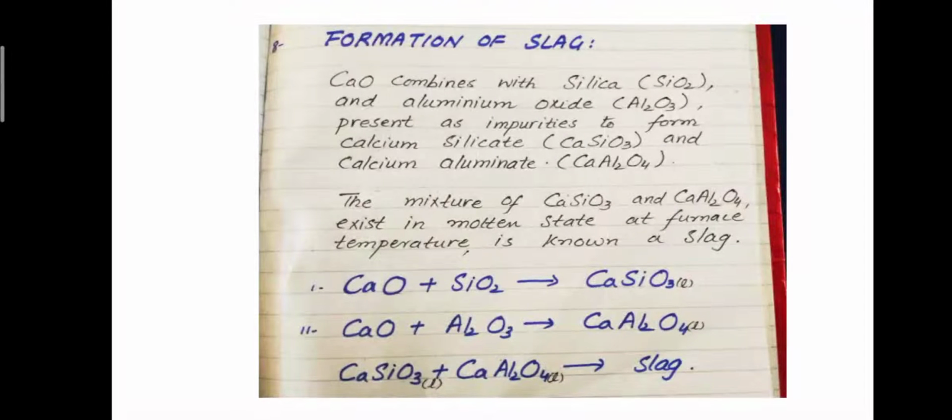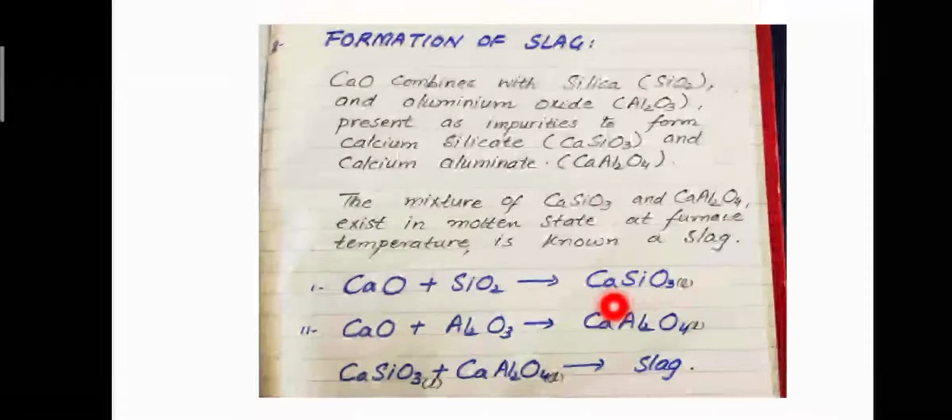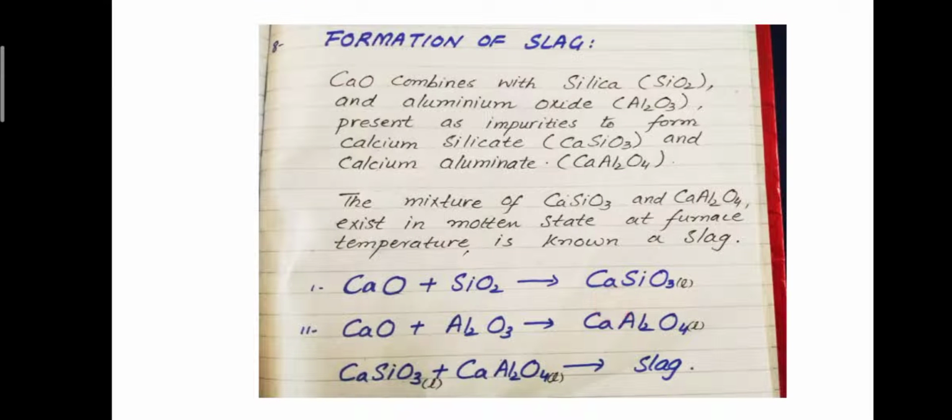The equations of reaction: calcium oxide reacts with SiO2 to produce CaSiO3, and calcium oxide reacts with Al2O3 to produce CaAl2O4. The mixture of CaSiO3 and CaAl2O4 is called slag, and it is present in a molten state at furnace temperature.